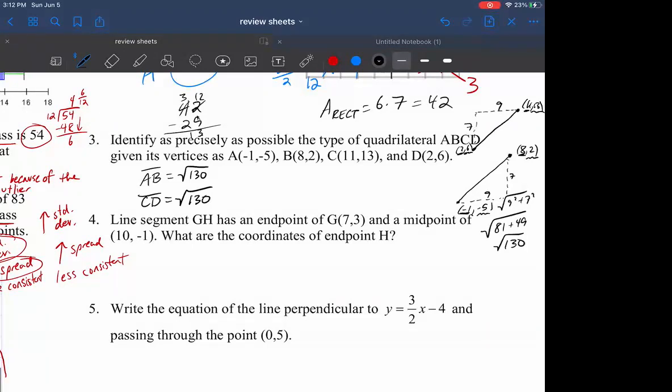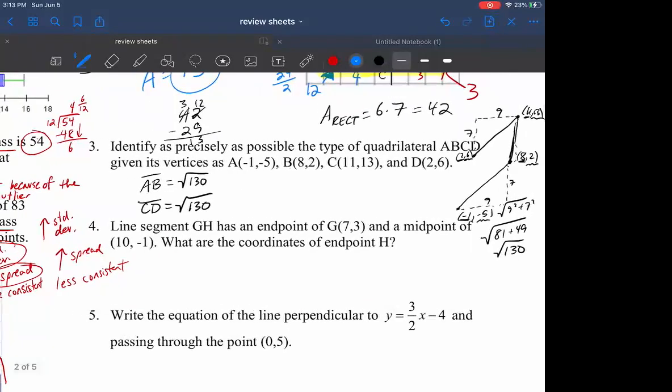Now let's check B to C. This one right here. Okay. So from 8 to 11, that's going to be a distance of 3 wide. And then up and down, we're going from 2 to 13, that's 11 tall. So the distance would be the square root of 3 squared plus 11 squared. 3 squared is 9. 11 squared is 121. 9 plus 121 is, look at that, 130. So that's square root of 130. So BC is also square root of 130.